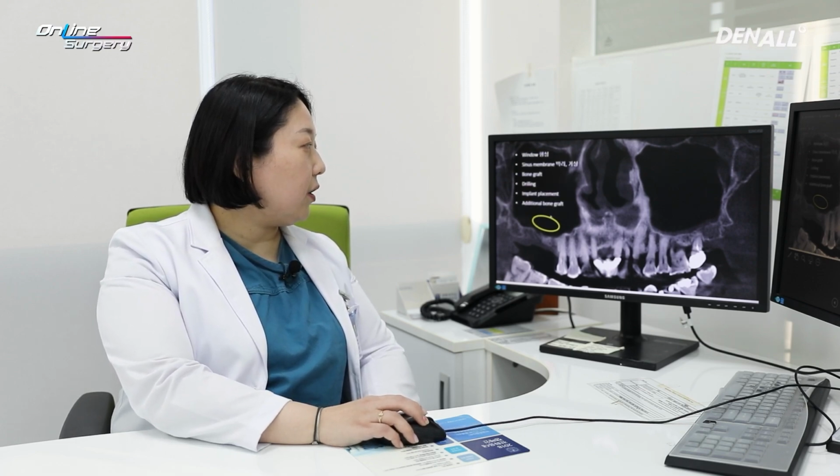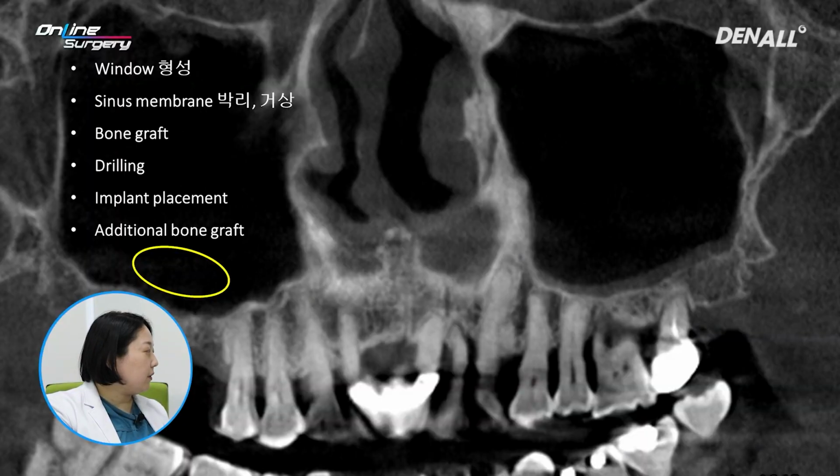For the sinus bone grafting, crestal approach can be done, but in this case, 2 implants were to be placed and there was not much residual bone, so lateral approach was decided on. Sequence of sinus bone grafting with lateral approach is as follows. First, as I marked on the CT, on the lateral wall, a window is created. To create a window, I usually use a straight angled round burr. After creating a window, Schneiderian membrane is detached and lifted.